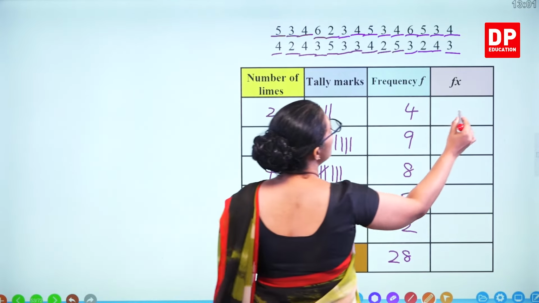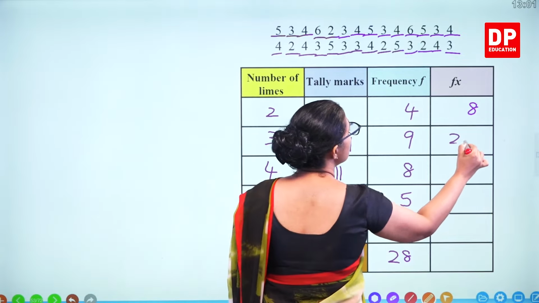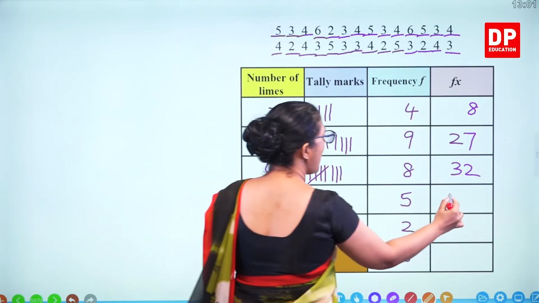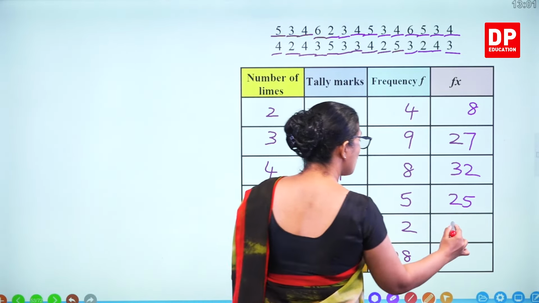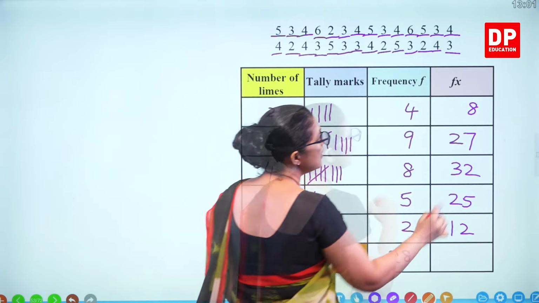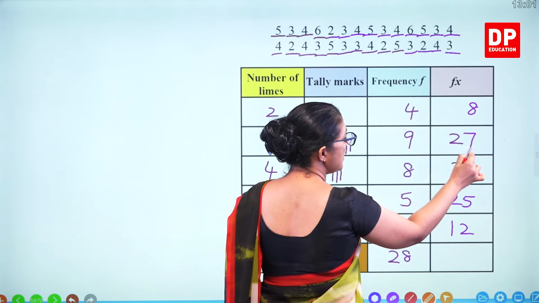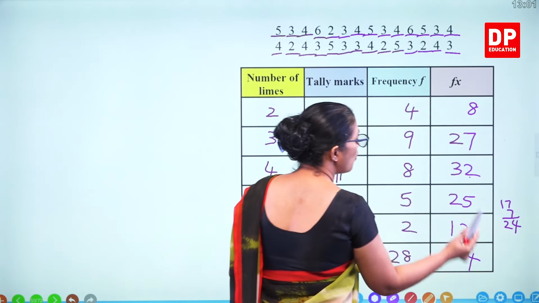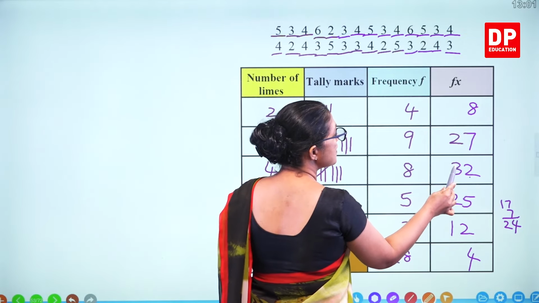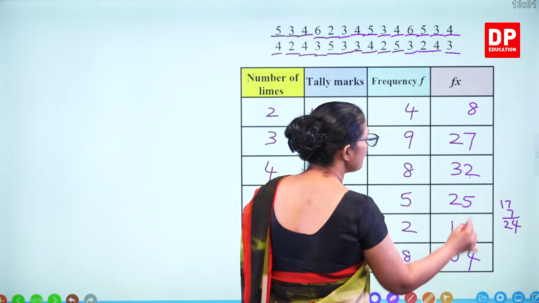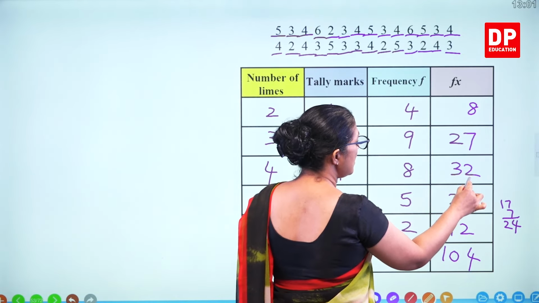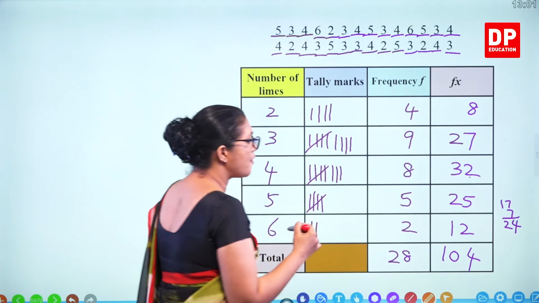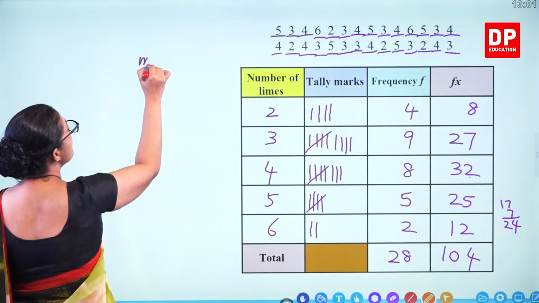So 2 times 4, 8. 9 times 3, 27. 4 times 8, 32. 5 times 5, 25. And 6 times 2, 12. Now take the total. 8 plus 27, 35, 67, 92, and 12 more. So the total is 104.